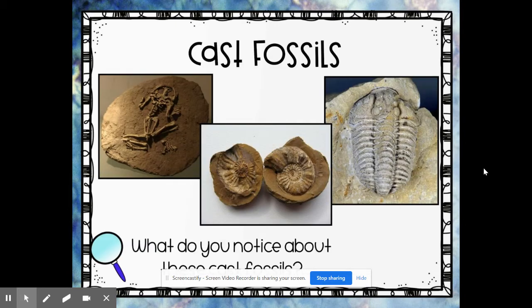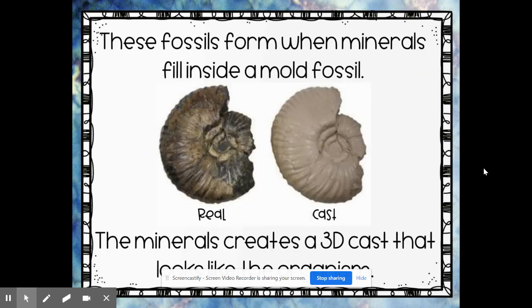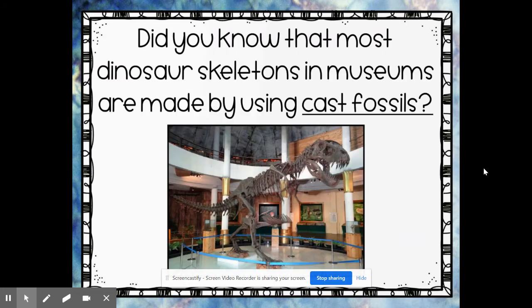Next, we have cast fossils. What do you notice about these pictures of cast fossils? These fossils form when minerals fill inside of a mold fossil. The mineral creates a 3D cast that looks like the organism. Did you know that most dinosaur skeletons in museums are made by using cast fossils?